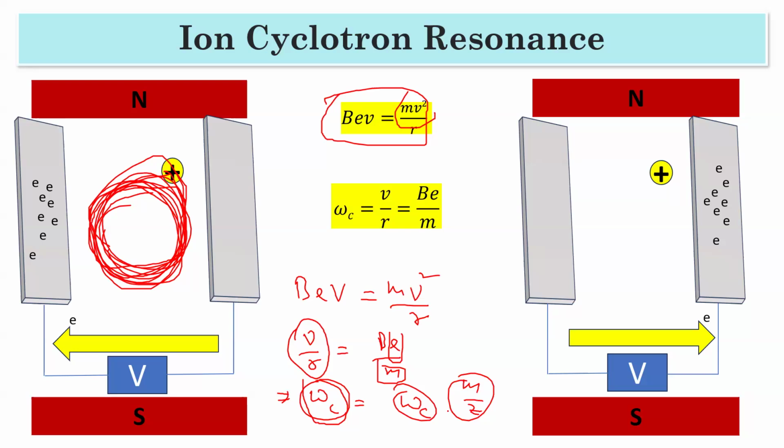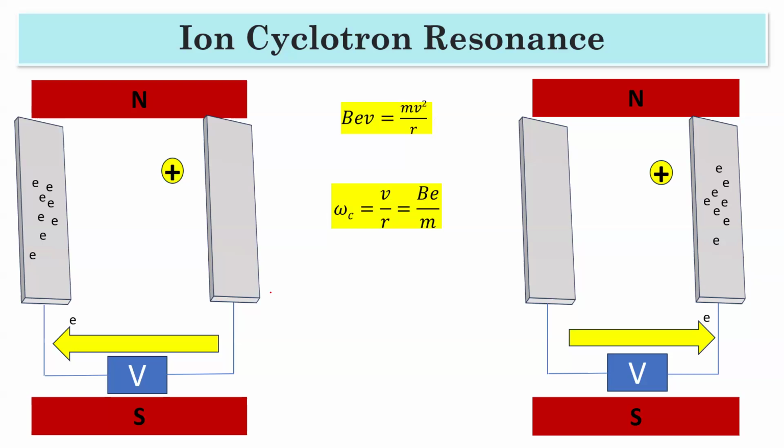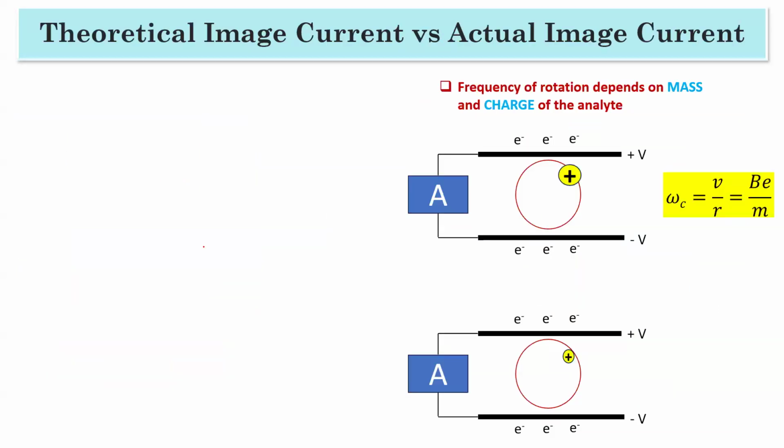Just like I talked about in TOF, you see that in TOF also the time of flight is correlated with the mass of your charged ion, right? So similarly here also, the frequency of movement of your charged particle is correlated with their mass by charge ratio. So this is very important if you want to understand ICR. Okay, so here I have shown you an example.